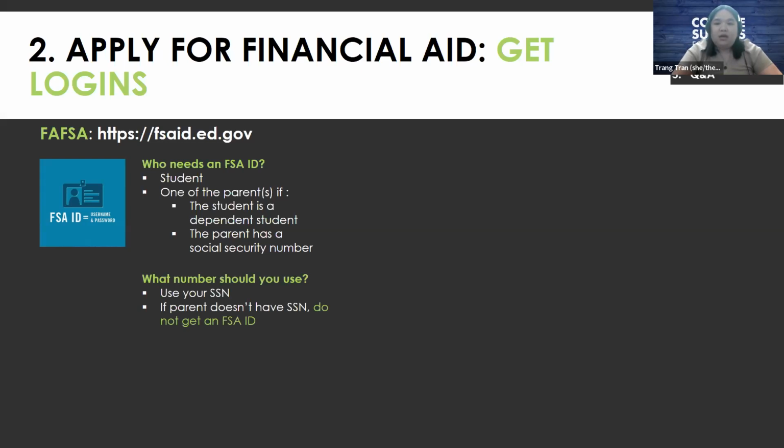If the parent does not have a Social Security number, they do not create an FSA ID. Instead, when asked for the Social Security number on the FAFSA application, they will input all zeros on the application. And for the signature, the parent will sign a physical signature page as opposed to the electronic signature.